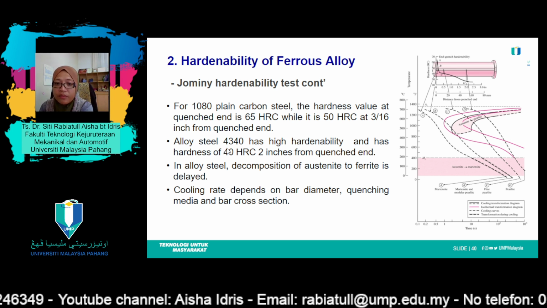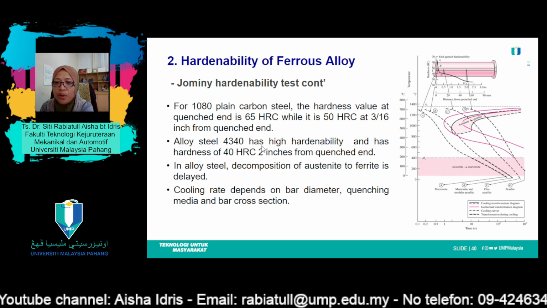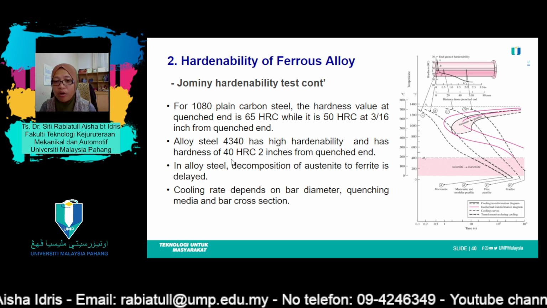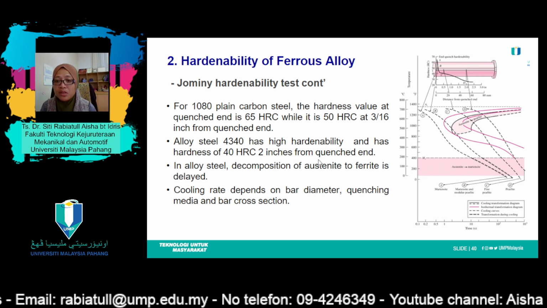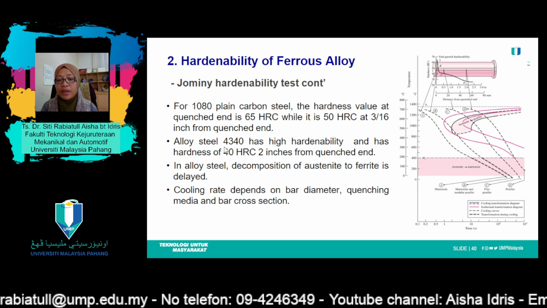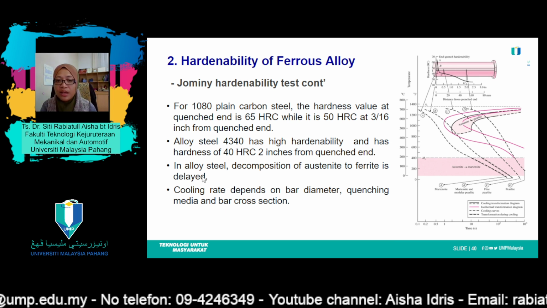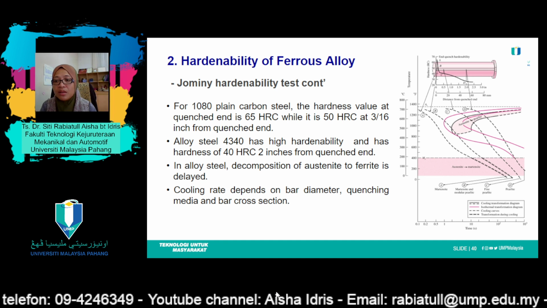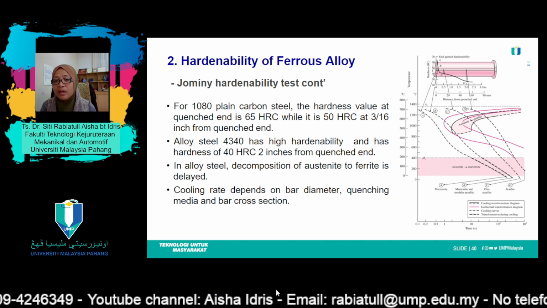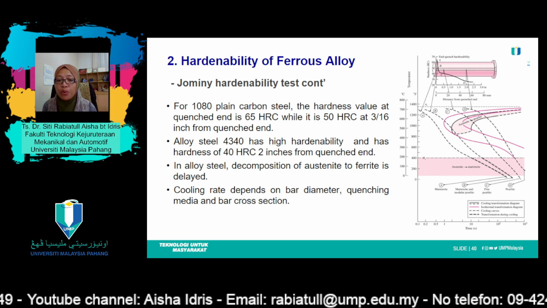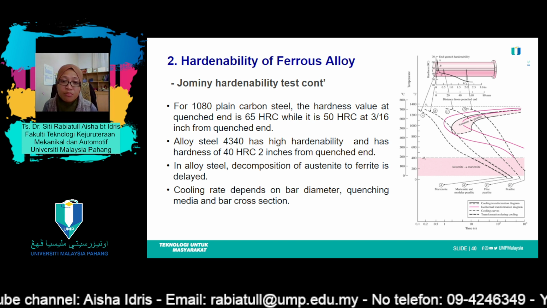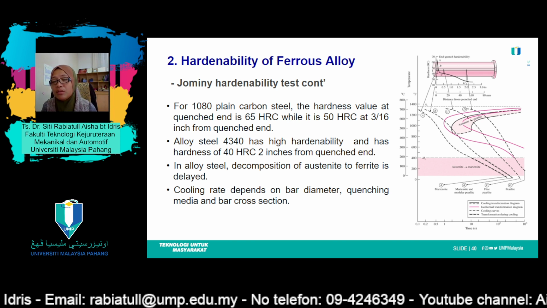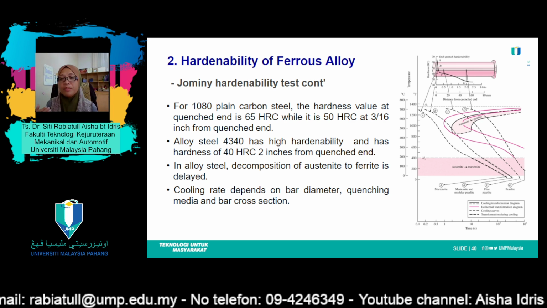And alloy steel 4340 has high hardenability and high hardness, with a value of 40 at 2 inches from the quenched end. This one is another grade of alloy steel. In alloy steel, the transformation of austenite to ferrite is delayed, because the cooling rate depends on the diameter of the bar, the quenching media, and the cross section of the specimen itself. That's why the transformation of austenite to ferrite is delayed.